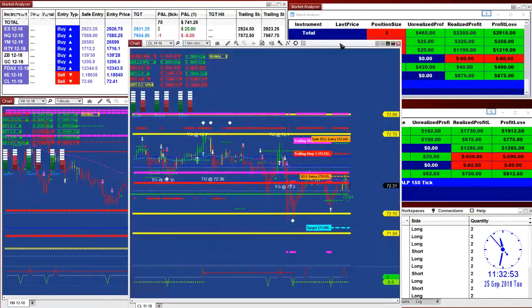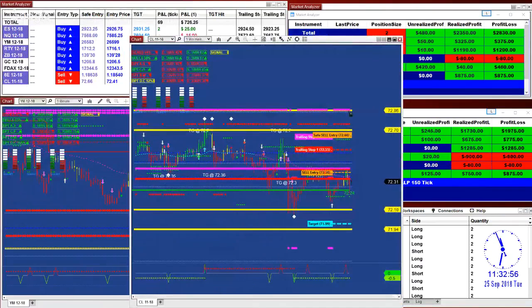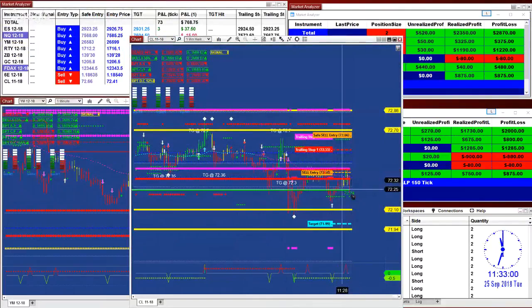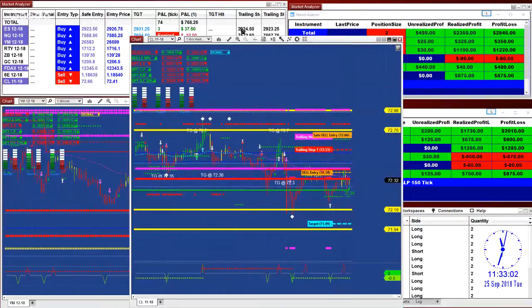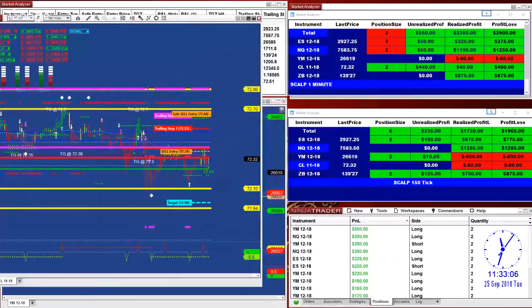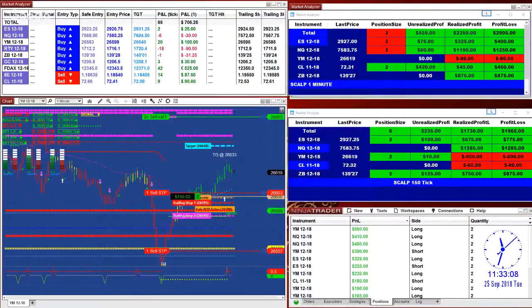Tony, take your hands off the CL. Now we are diving in, Tony, in this chop market. Stay away from it. Stay away from the CL at the moment. We're about to have a new signal on the CL. Oh, okay.